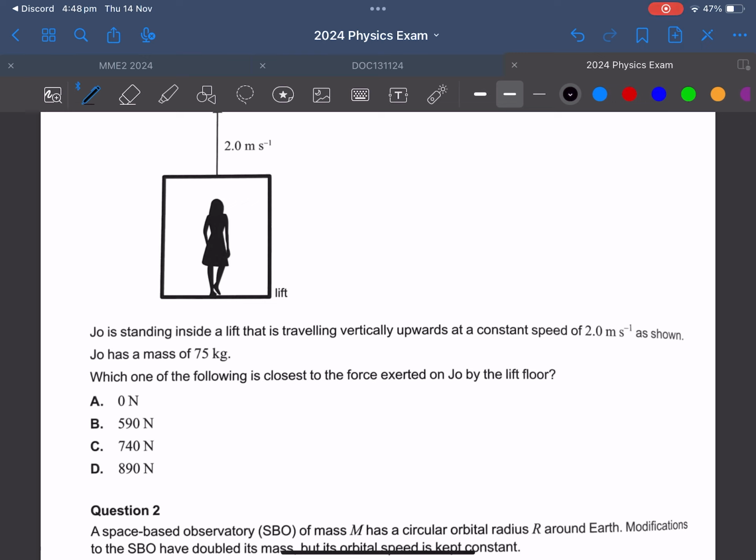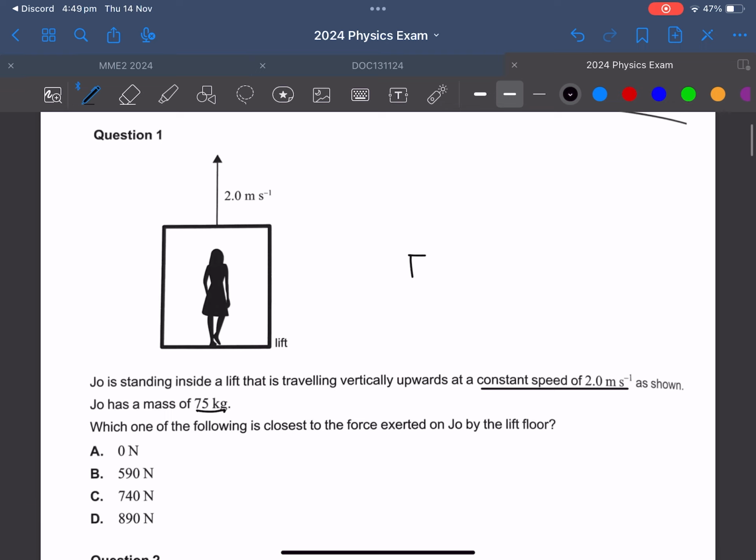Joe is standing inside a lift that is traveling vertically upwards at a constant speed of 2 meters per second as shown. Joe has a mass of 75 kilograms. Which one of the following is the closest to the force exerted on Joe by the lift floor?